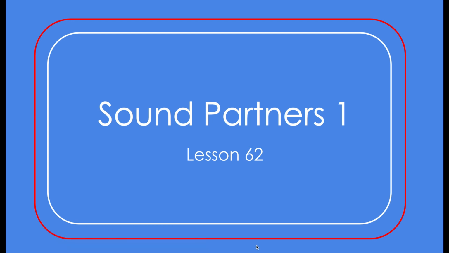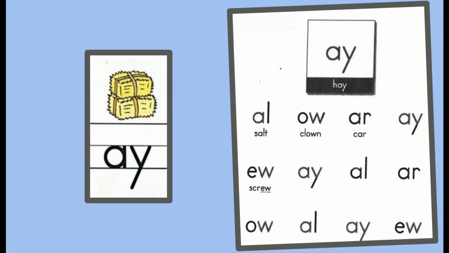Sound Partners 1, Lesson 62. Point to each letter pair and say the sound. The AY letter pair sounds like the letter name A and is usually seen at the end of a word. A, like in the word hay. Ready? A, hay.